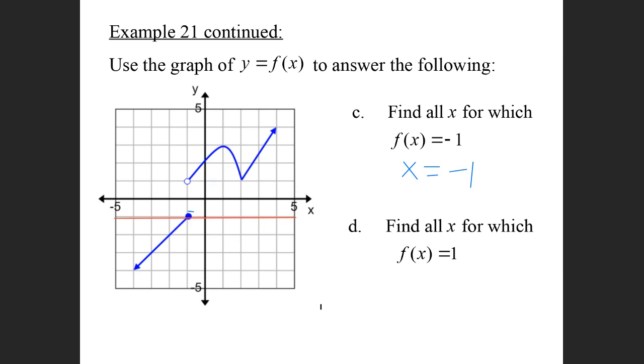What about f of x equals 1? 3. Not 3. 2. Yes, 2. You see? This is y equals 1, right? Which intersects the curve at this point. So x in this case is 2.